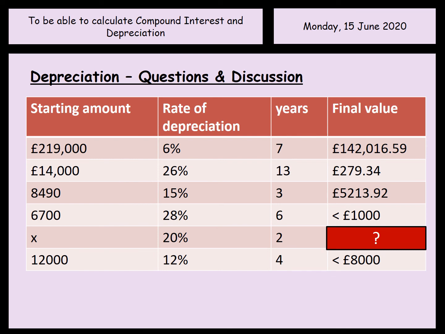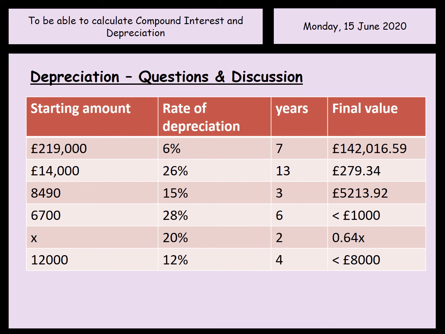And for this one, you can't just type it in your calculator, so you need to think about what's happening. If your depreciation is 20%, it means you're timesing by 0.8. You're doing that twice, so 0.8 times 0.8 is 0.64. So you'll do 0.64 multiplied by whatever your x value is, or 0.64x.